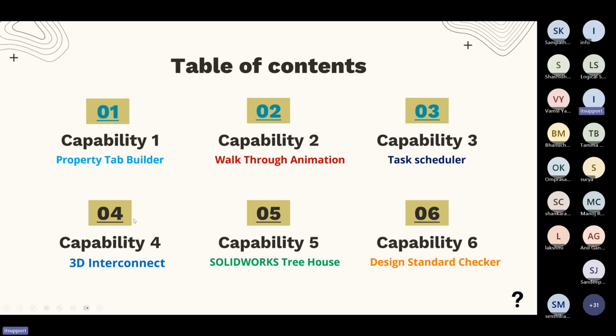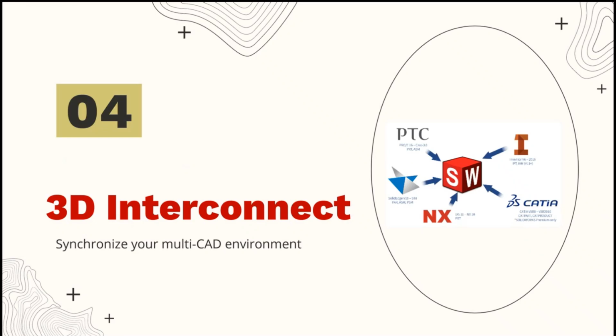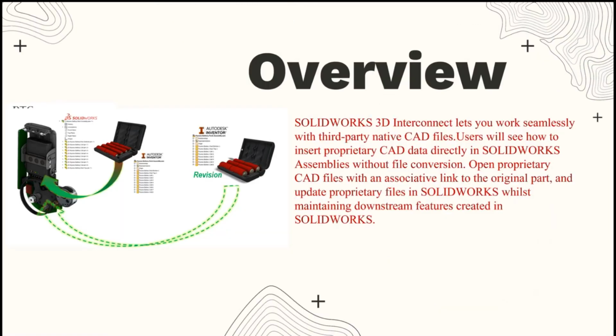Capability number 4, another hidden gem, 3D Interconnect. What is 3D Interconnect? SolidWorks has always delivered first-class capabilities for working with both neutral and native CAD data from various sources. We do have groundbreaking hidden capabilities with 3D Interconnect that unlock new collaborative possibilities with your customers and suppliers with the integration of native CAD files directly from PTC Creo, Autodesk Inventor, Siemens NX, Solid Edge, and CATIA.